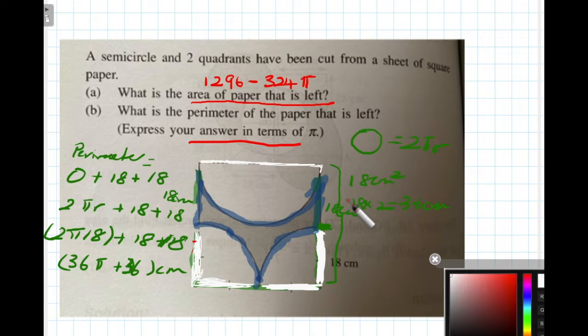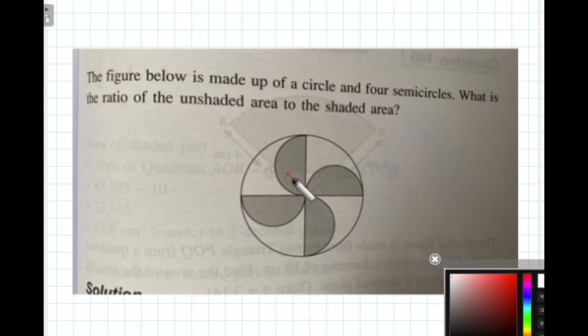Okay, let's go to the third question. The figure below is made of a circle and 4 semicircles. Okay, what is the ratio of the unshaded area to the shaded area? So now it's asking you about the ratio of the shaded and the unshaded area.